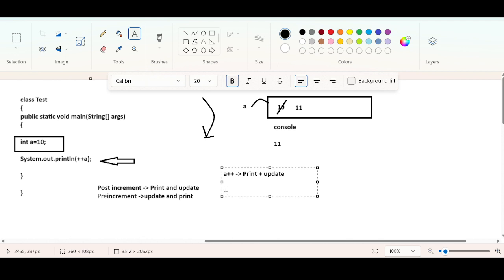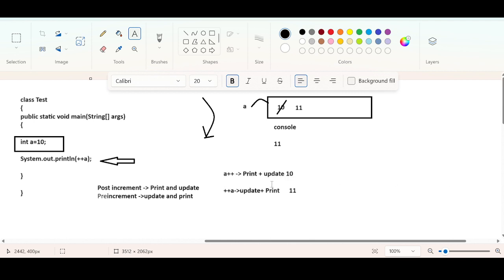When you say pre-increment, ++A, this is pre-increment. Update the value in the memory, then print. So every time it has to print, the value will be fetched from the memory only, right? Yes or no? That's why in this case we are getting 10, and in this case we are getting 11.